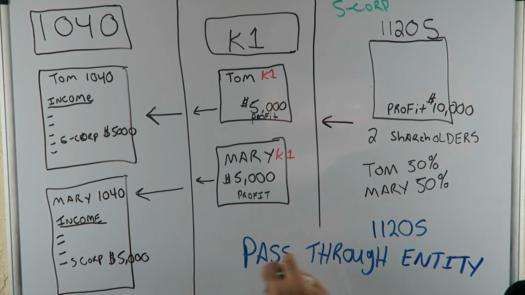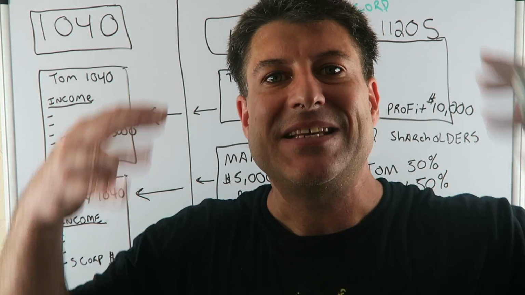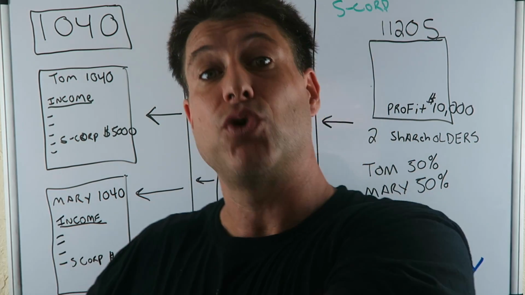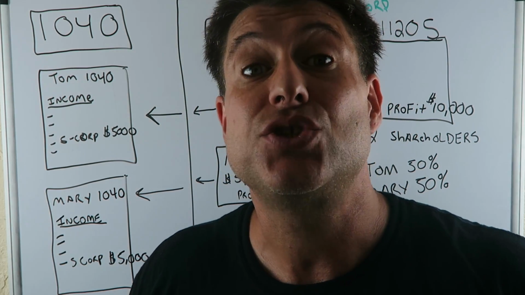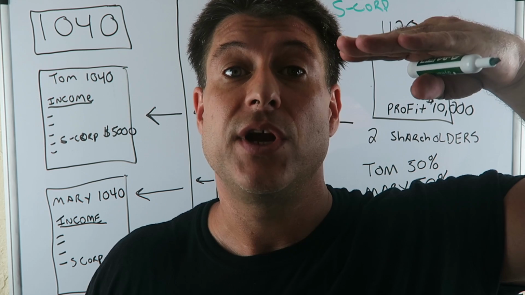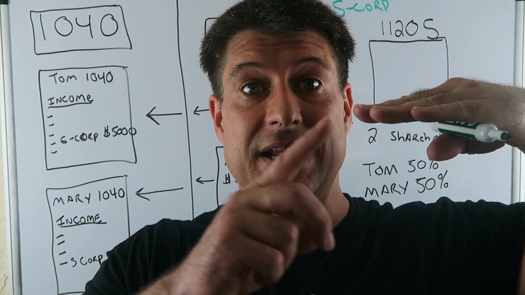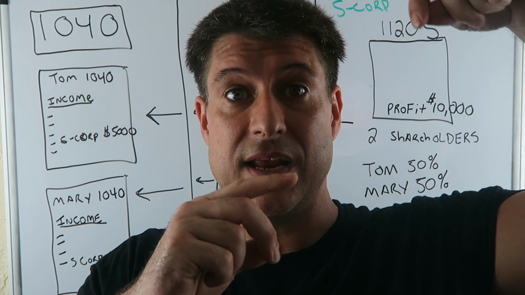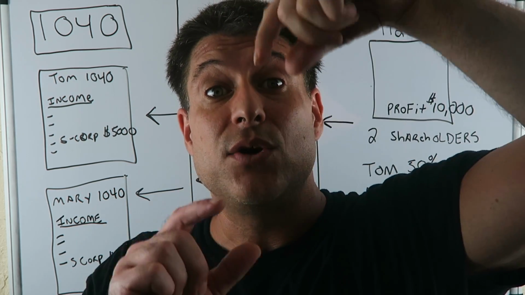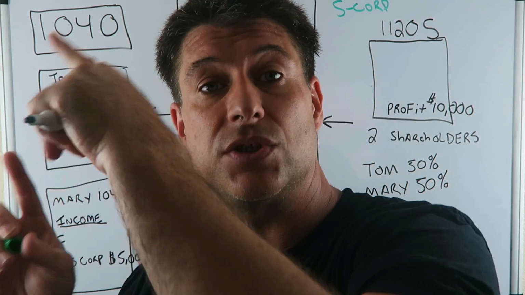S corp is a pass-through entity, meaning the entity itself doesn't pay taxes on the income or loss. It passes through to the shareholders, and it passes through via a K1. So I'm going to show you in 1 second, but you're going to have your 1120S tax return, and then the shareholders are going to get K1s from the income or loss from the pass-through entity from the 1120S, and those K1s are going to go through to the shareholders' personal tax returns.